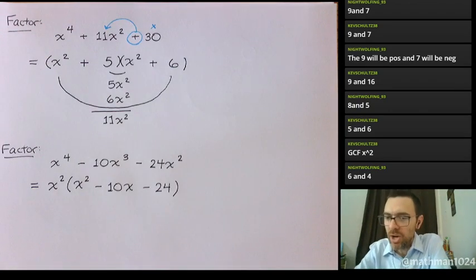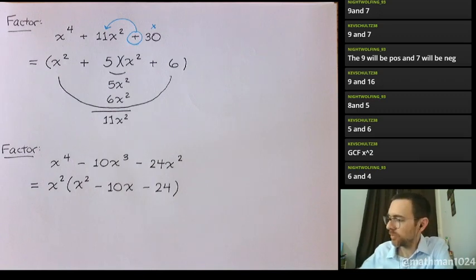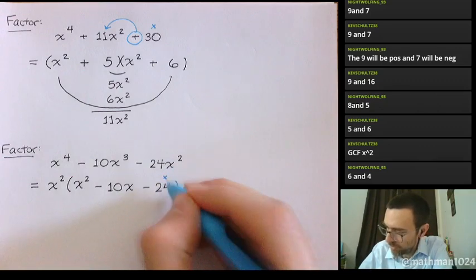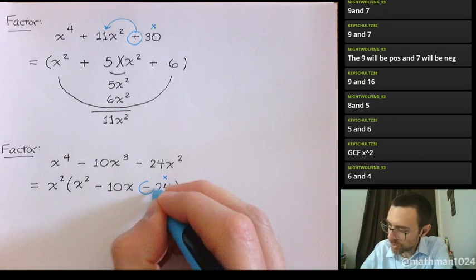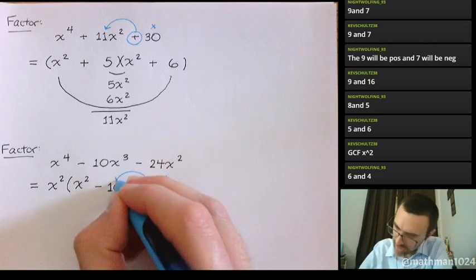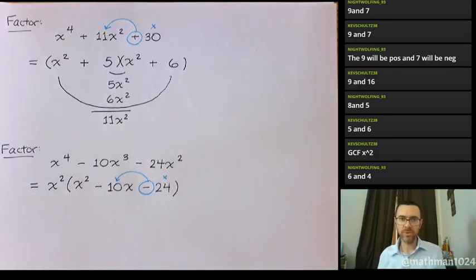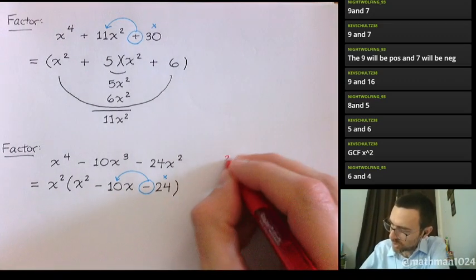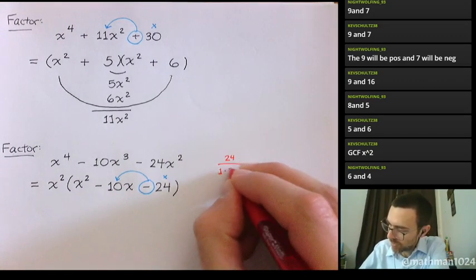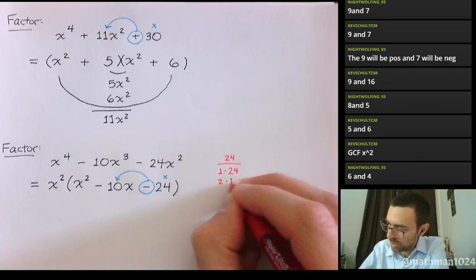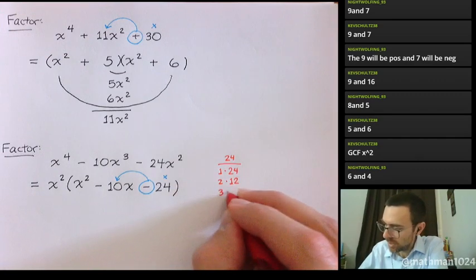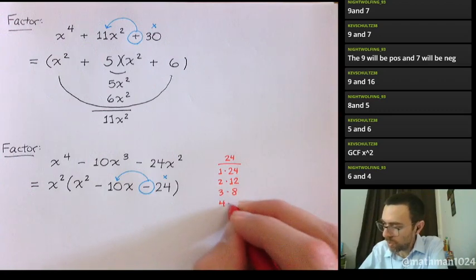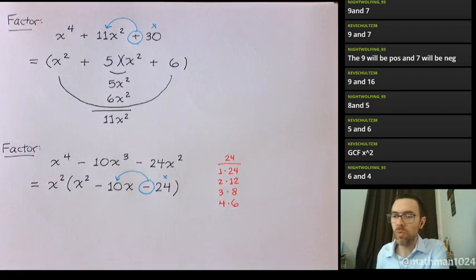All right, so the next part here, we've got to pay very close attention to our signs so that we know what our factors are supposed to be doing. I want factors of 24, and I want those factors to subtract to 10. And when I say subtract, I mean in terms of their absolute value. So if I look at 24, I've got 1 and 24, 2 and 12, 3 and 8, or 4 and 6. So what is the pair that will have a difference of 10?